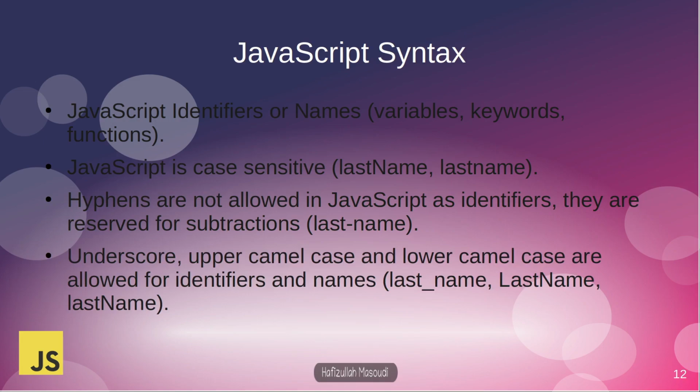And underscore, upper camel case or lower camel case are allowed for identifiers or names. So in here you can see last_name, or LastName, which is upper camel case, and lastName, which is lower camel case, are allowed as identifiers or names.